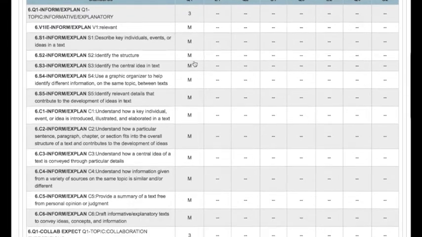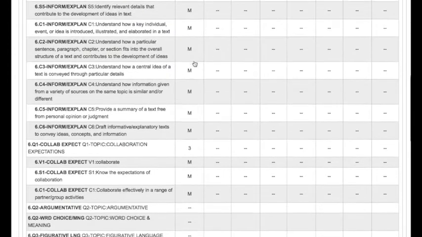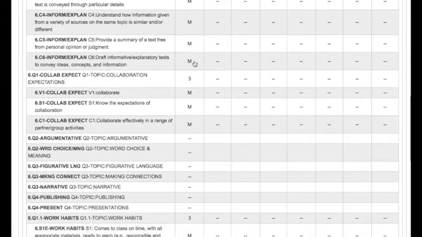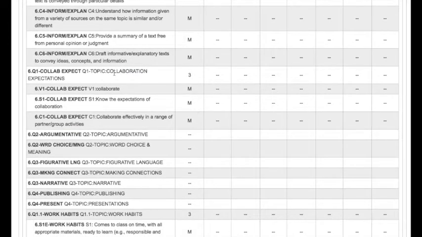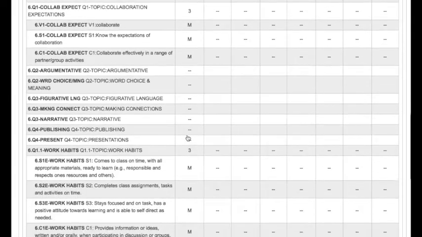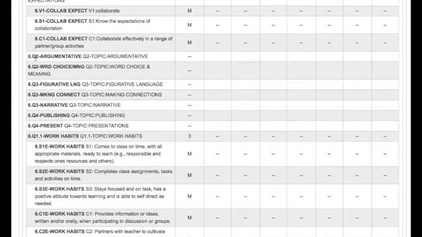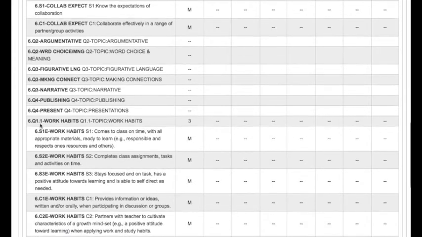If I scroll down, you will see that this student has met all of the goals, has a 3 on the next topic, and has met those goals. This is a quarter 2 topic, a quarter 3 and a quarter 4 topic, so those will be taught later, which is why there are dashes and empty spaces.